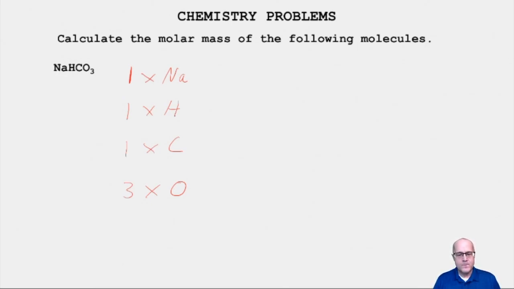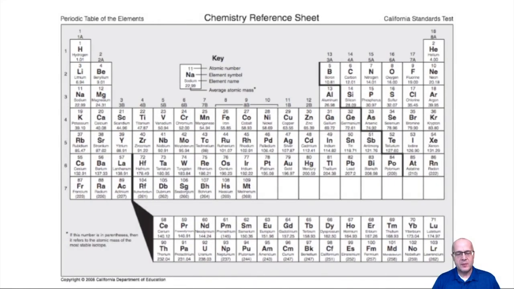But now what? Now we need to know some more information. We need to know the atomic masses of the individual ions and atoms. To do that, we need the periodic table. Now, the periodic table has all the atomic masses on it of every individual atom, so let's find them. Here's carbon, 12.01. Here's oxygen, 16.00. There's sodium, and there's hydrogen. So there's all the individual atomic masses we need to calculate the molar mass of sodium bicarbonate.